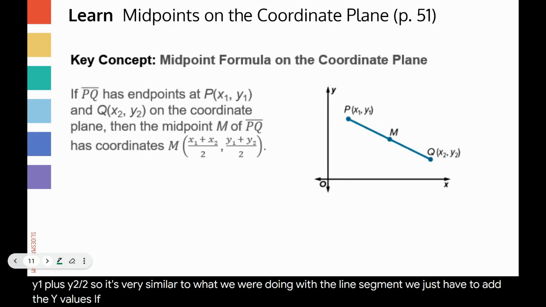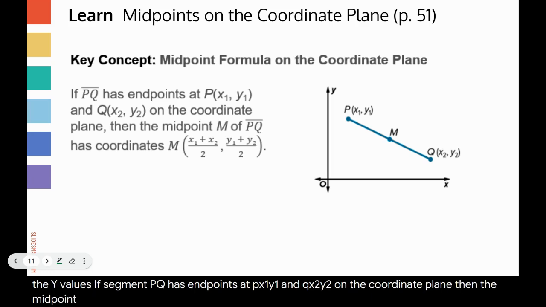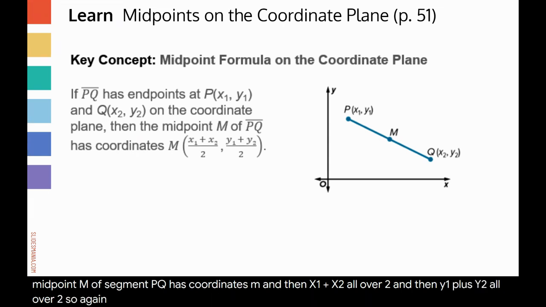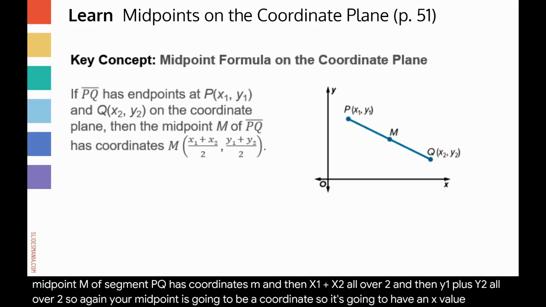So if segment PQ has endpoints at P (x1, y1) and Q (x2, y2) on the coordinate plane, then the midpoint M of segment PQ has coordinates M, and then x1 plus x2 all over 2, and then y1 plus y2 all over 2. So again, your midpoint is going to be a coordinate. It's going to have an x value and a y value.